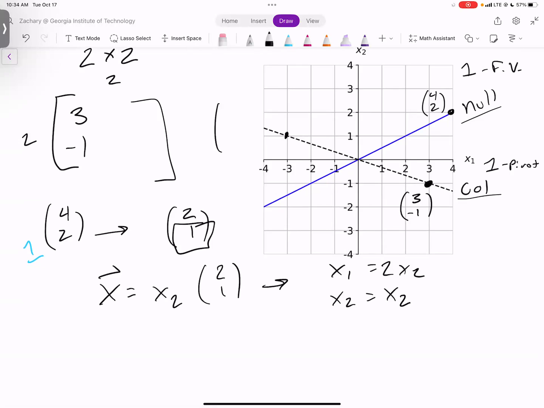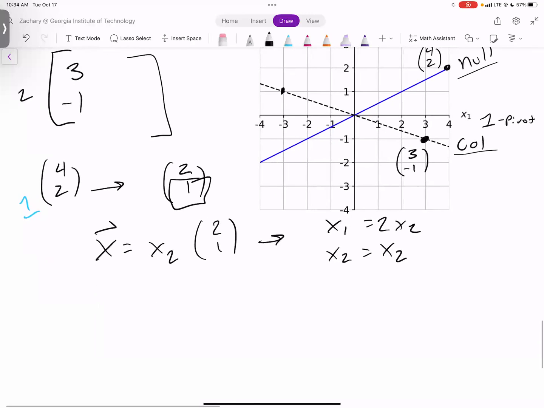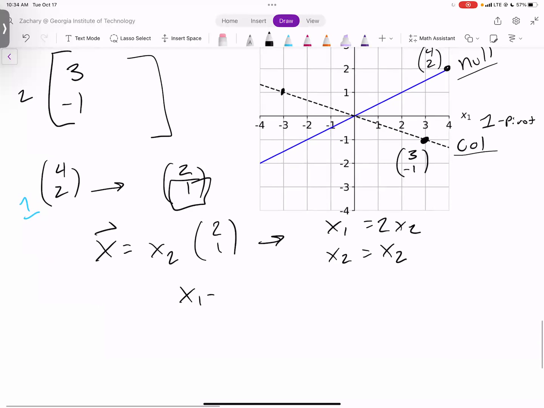Otherwise, if your null space is just the line (1, 0), then your free variable has to just be x1 instead. But that's a very specific case. Okay. So going backwards from these equations, we have x1 minus 2x2 equals 0.